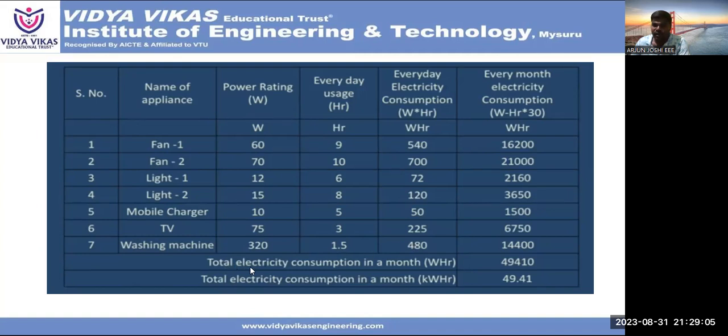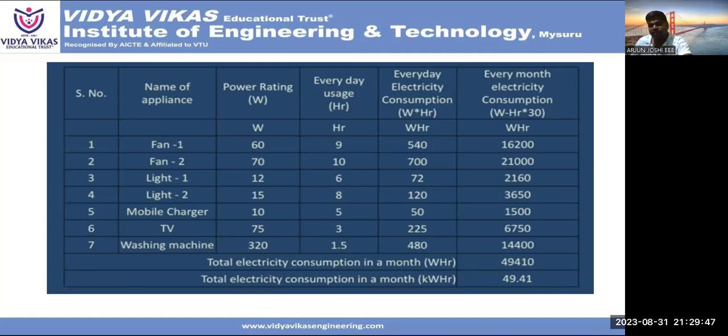Now I'm going to sum all the every month electricity consumption values. The total electricity consumption in a month in terms of watt hour is 49,410. Commonly we use kilowatt hour, so I'm going to divide by 1000. 49,410 divided by 1000 is 49.41. 1 kilowatt hour is equal to 1 unit. Here 49 kilowatt hours are there, so 49 units.